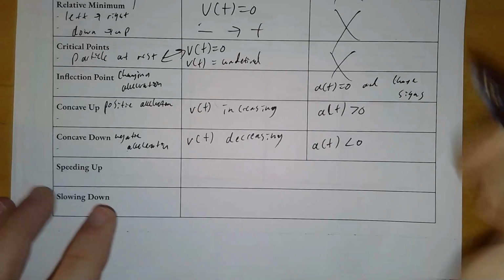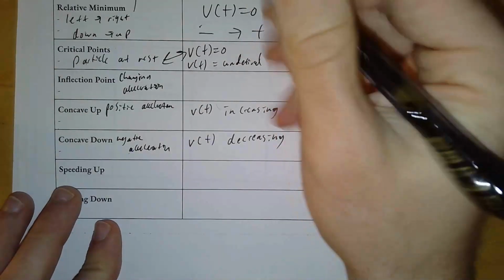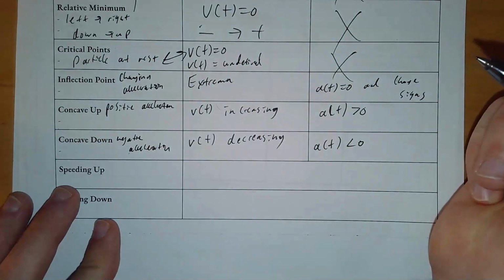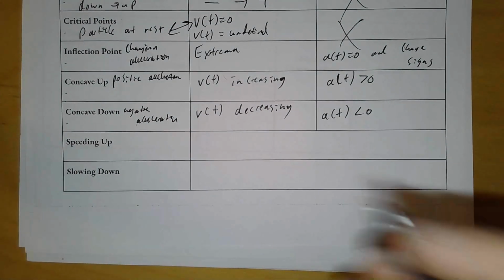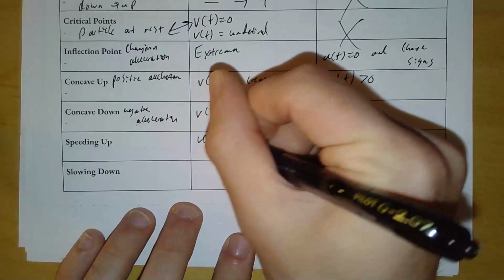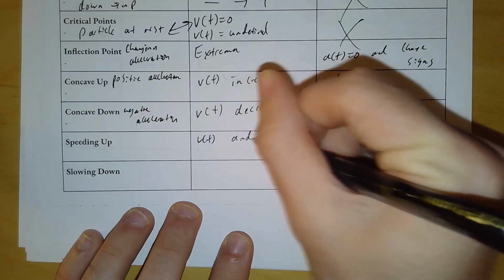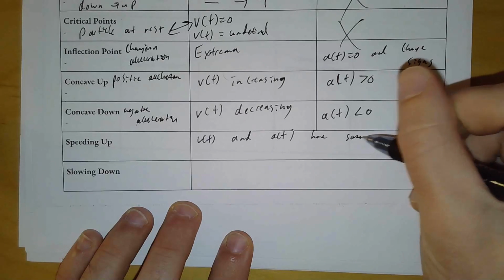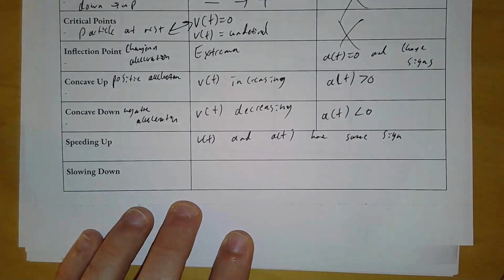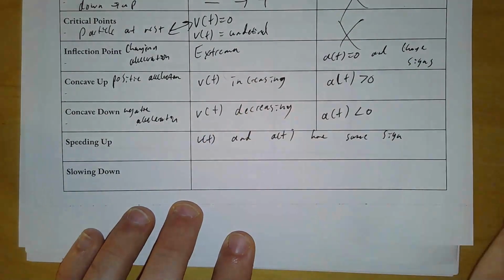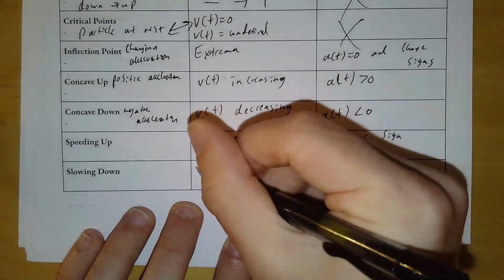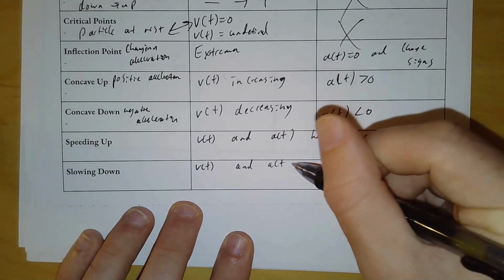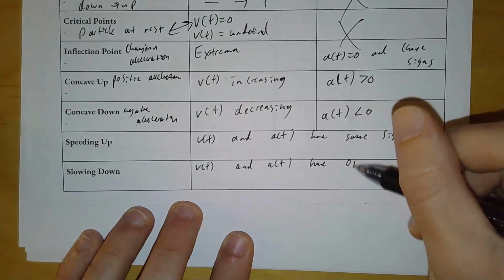And then for the inflection here, it's going to be an extrema. You're going to have an extrema in velocity. When you're speeding up, v of t and a of t have the same sign. So for example, both positive, both negative. Slowing down, v of t and a of t have opposite signs.